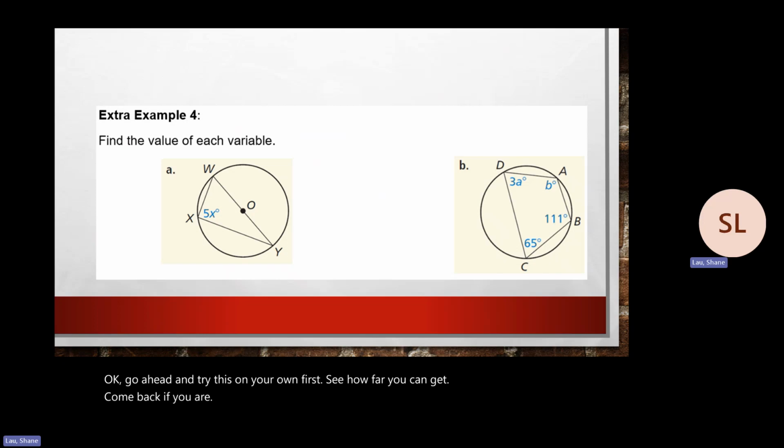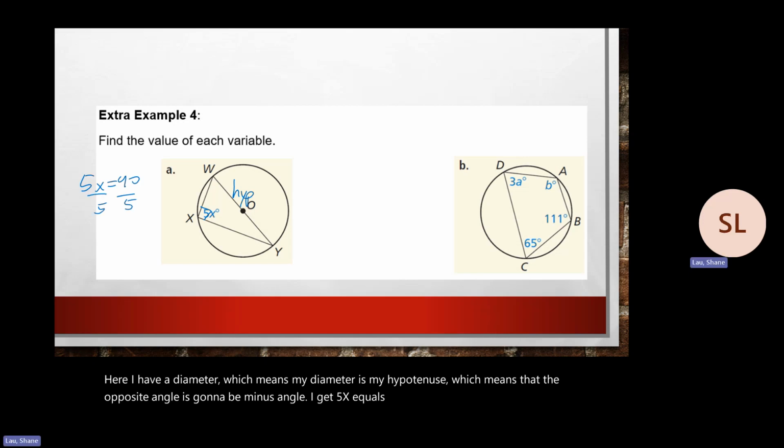Let's go ahead and get it. Here I have a diameter, which means my diameter is my hypotenuse, which means that the opposite angle is going to be my 90 angle. I get 5x equals 90. Divided by 5, divided by 5, x equals 18. And that's it. Problem's already done.